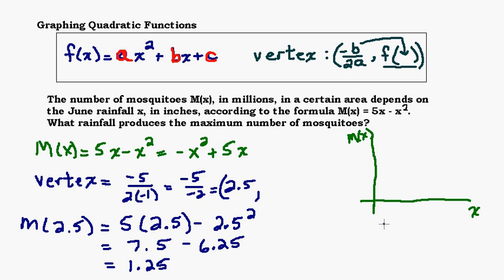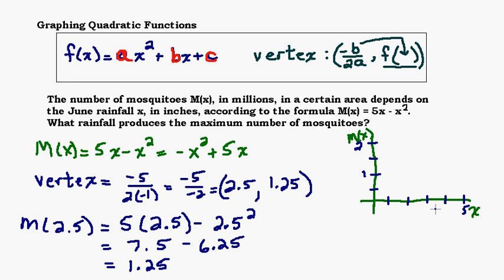And that is in millions. So if I had a graph here, I'll just do a little rough graph. My vertex would be at 2.5 and 1.25. So let's make this go 1, 2, 3, 4, 5. And we'll spread this out a little bit. Let's go like a half, 1, 1.5, 2.